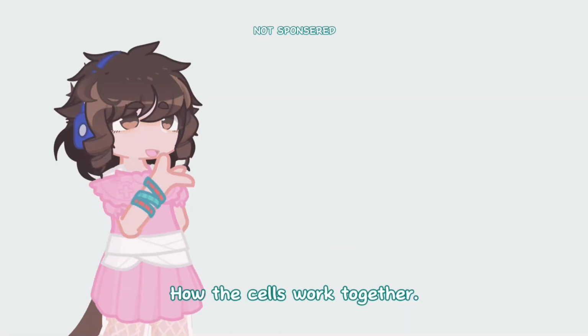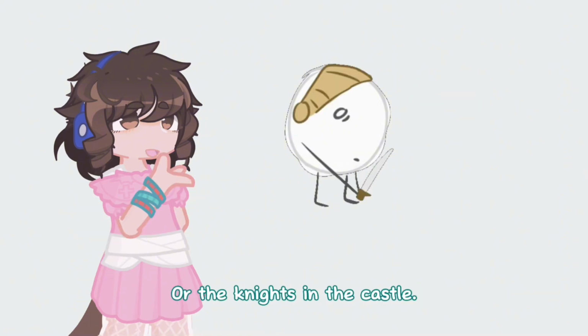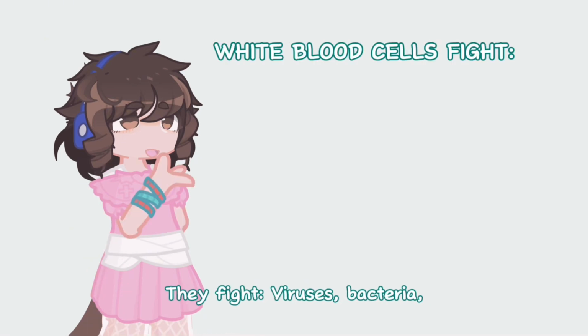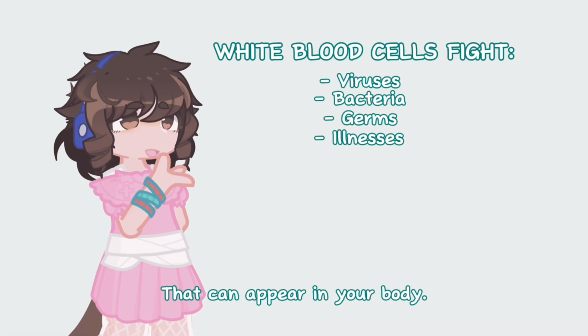cells work together. You can think of white blood cells as immunity cells, or the knights in a castle. White blood cells are constantly fighting off germs to protect your body. They fight viruses, bacteria, and other germs and or illnesses that can appear in your body.